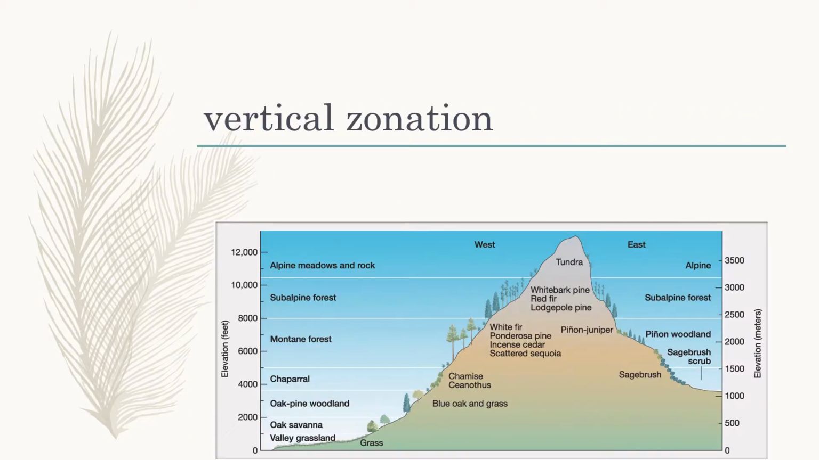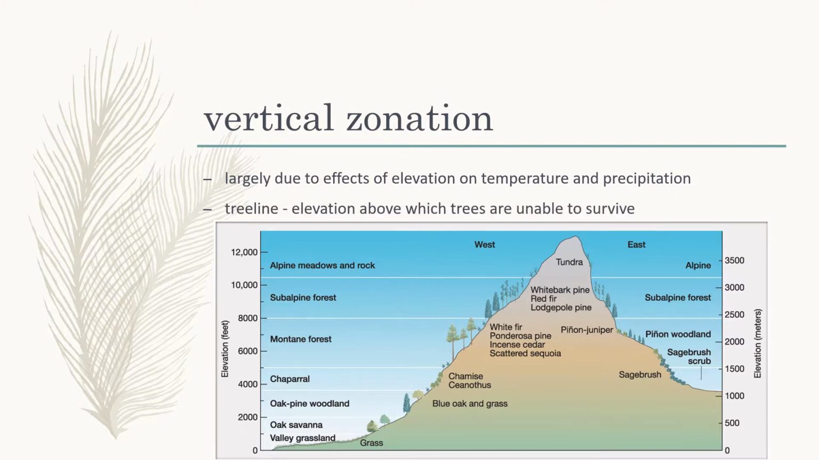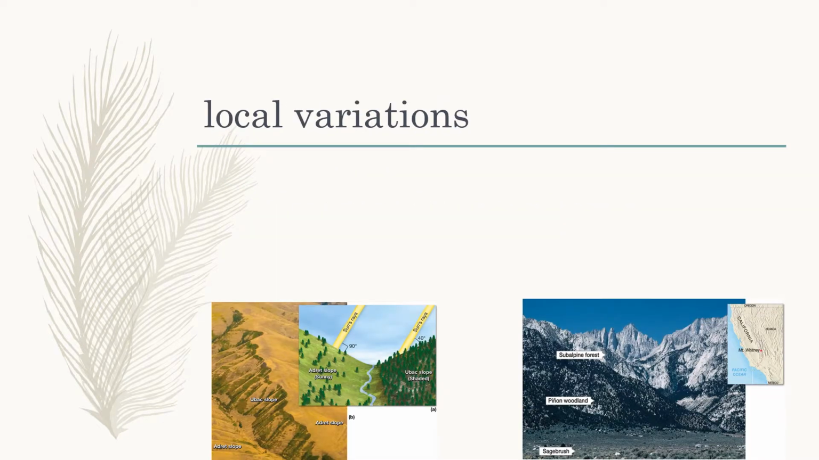Vertical zonation can cause significant change in vegetation at varying elevations. Different elevations can cause different temperatures and precipitations, which affect what can grow there. The tree line is the elevation above which trees are unable to survive and can be affected by this vertical zonation also. Local variations to environment can also have an effect on the vegetation that can grow there.